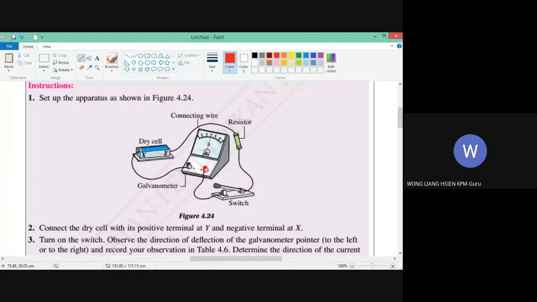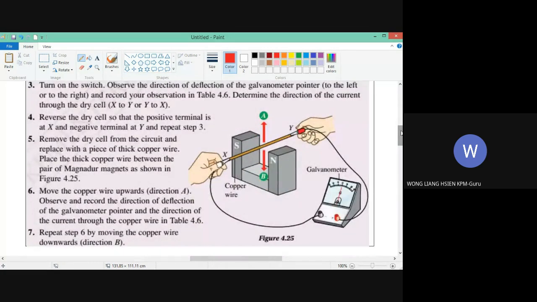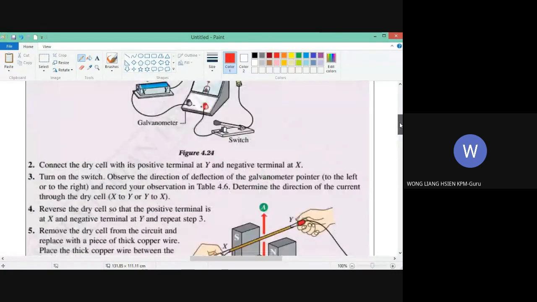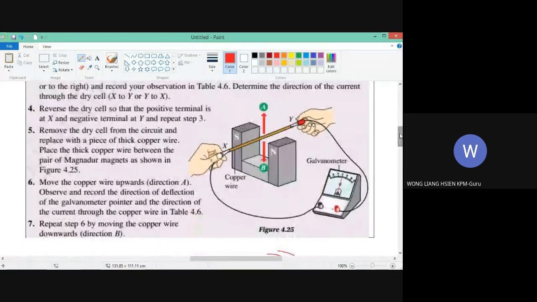So we want to find out what will be the direction of the galvanometer when the current flows in this direction. After that, we cut the magnetic flux by using a conductor, and then we compare this direction of the galvanometer with the direction from the dry cell. Then we can see which side will be the positive and which side will be the negative. Get the idea or not?